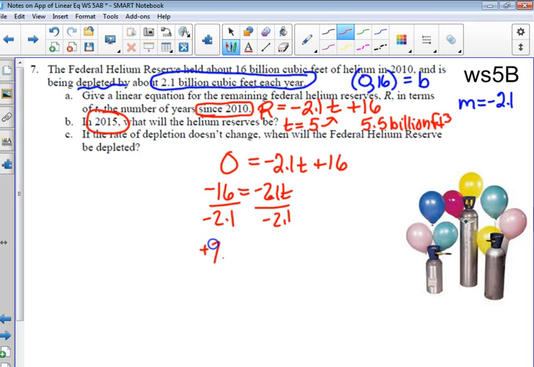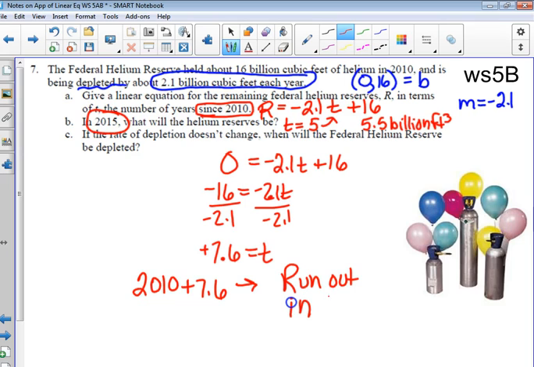Sorry, just kidding. Okay. Now, to answer the question, though, remember earlier we talked about reasonableness of your answer. When will it be depleted? What are we adding that onto? 2010. So we will run out sometime in 2017, according to this goofy question. Or we could say gone by 2018.